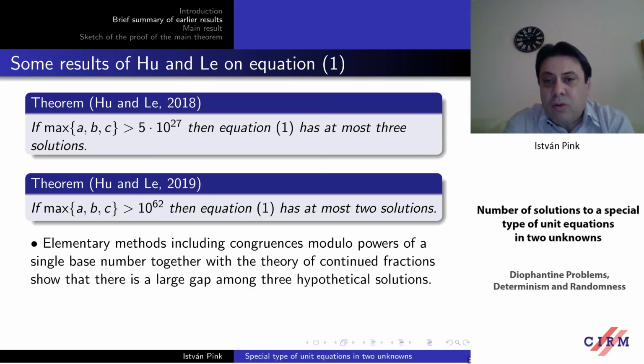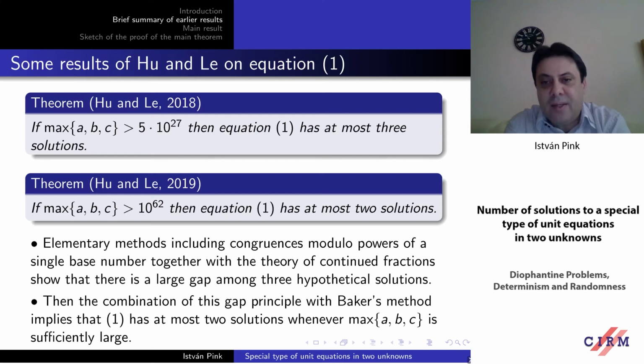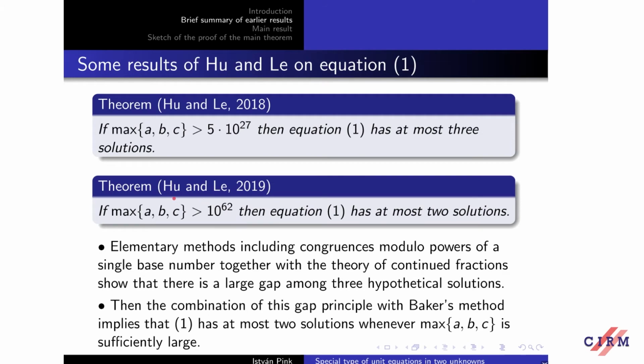Okay, so how to prove this? The main point was that some elementary methods, including congruences modulo powers of a single base number, together with the theory of continued fractions, show that there is a large gap among 3 hypothetical solutions. And this gap principle was combined with Baker's method, and finally Hu and Le were able to prove such a quantitative result. And now I would like to present our main result.